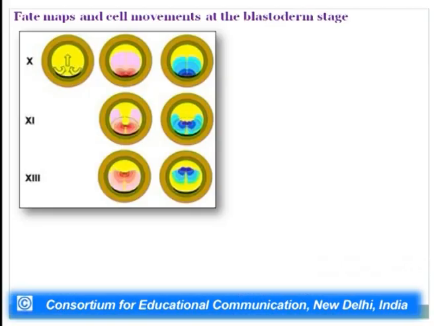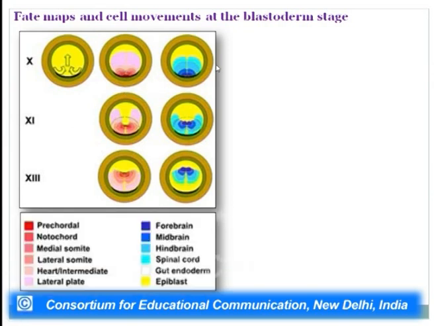can occur. So, to start with the mechanism of gastrulation, how it occurs, an important thing is to study the fate map, what future positions they have to acquire. So, you can look at the fate maps and cell movements at the Blastoderm stage. We already discussed stages 10, 11 and 13. At these stages, you can see the position of the precaudal, the notochord, the medial somite. These are all the mesodermal regions, and then the neural ectoderm, the forebrain, midbrain and hindbrain, and the spinal cord.